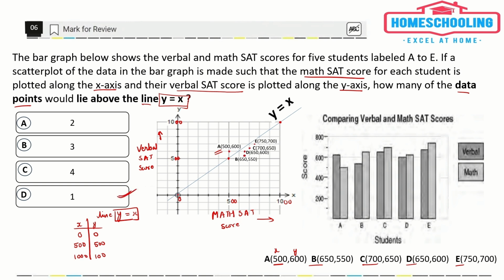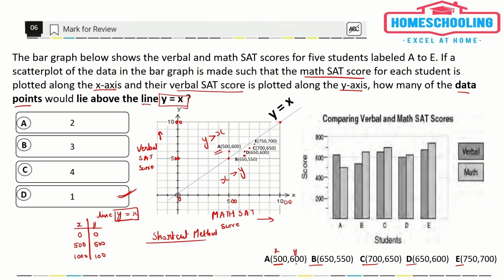Now this was your normal method. There's one shortcut method also for this question. Shortcut method. We have read this in linear equations. Whenever the line is y is equal to x, all the data points above this line would be where y is greater than x, and the data points below this line would be where x is greater than y. So now we have to see the option where y is greater than x.